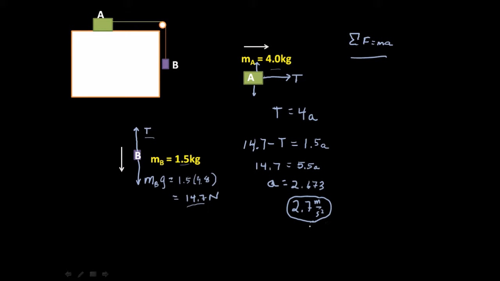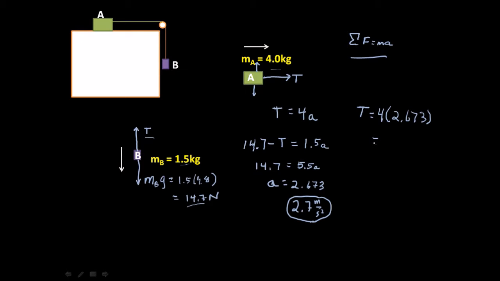Okay, now that's only part of our answer. We also need to find the tension. How are we going to do that? Well, if you take the 2.7 and plug it back up into either one of these equations in place of a, you should be able to get the right answer. I'm going to take the first equation because, frankly, it looks easier. And so I write T equals 4 times, and I'm going to go back to the unrounded answer because I don't want to have an accumulation of errors. So we'll go back to 2.673.